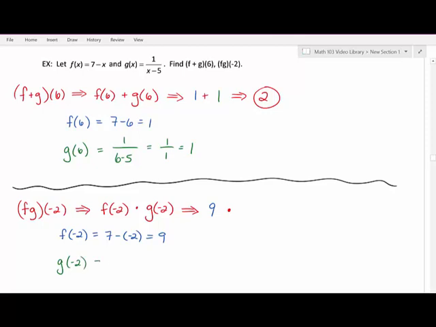g of -2, it's going to be 1 over -2 minus 5, which is 1 over -7. So we're going to multiply 9 times -1/7. That gives us -9/7. So f times g of -2 is -9/7.